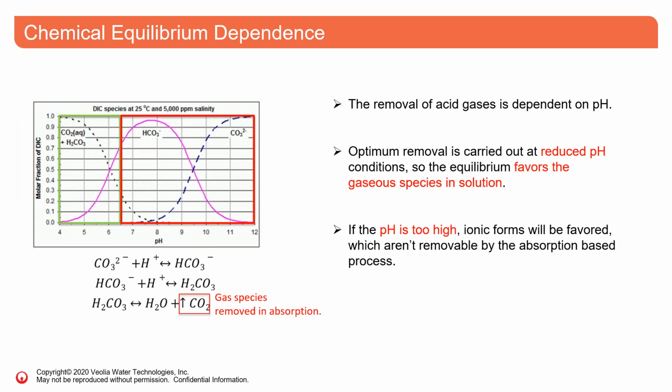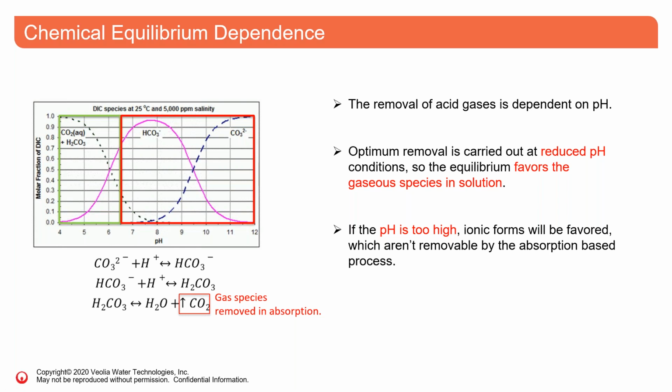Another factor that affects the removal of acid gases is the pH of the inlet water. This chart here shows how a change in pH can shift the concentrations of carbon dioxide, shown in the black dashes here, bicarbonates in pink, and the carbonates in the blue dashes. As you see in the red box, when the pH is higher than 6.5, the ionic forms such as carbonates and bicarbonates are preferred and less of CO2 is present in water.